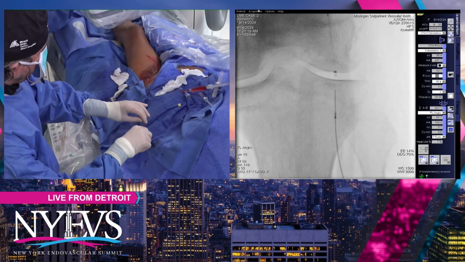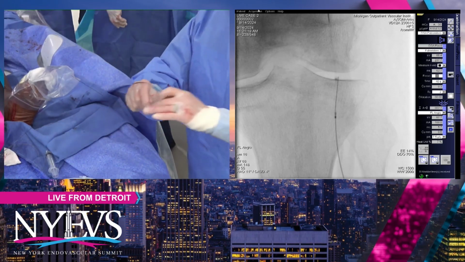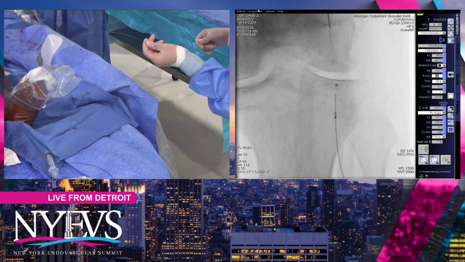I haven't. I like dual access. I like working from above eventually, and I think that's what he's trying to do: get his catheter in, get his wire through that catheter. Yeah, I agree with that. I think it's much safer when you have access from above.